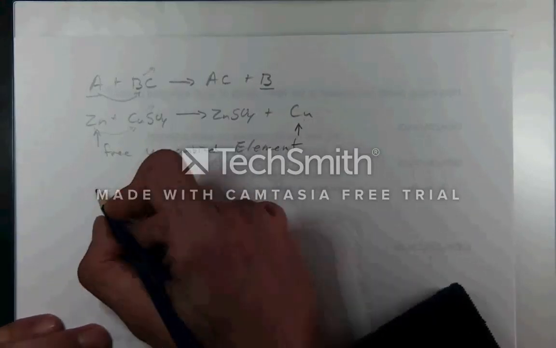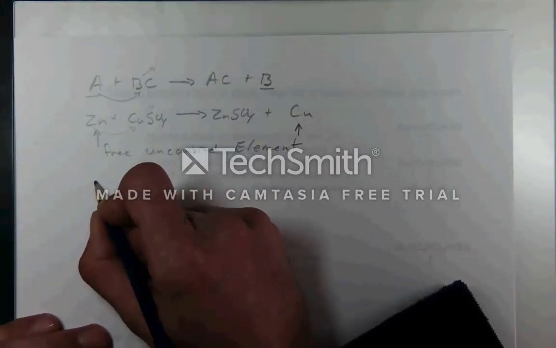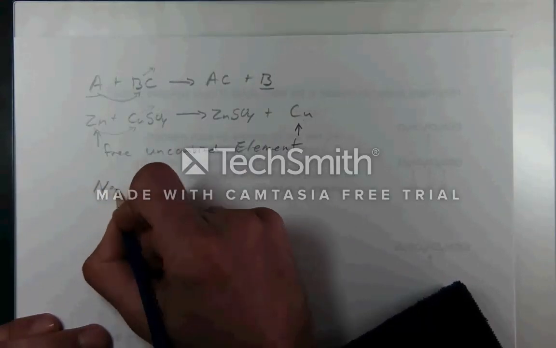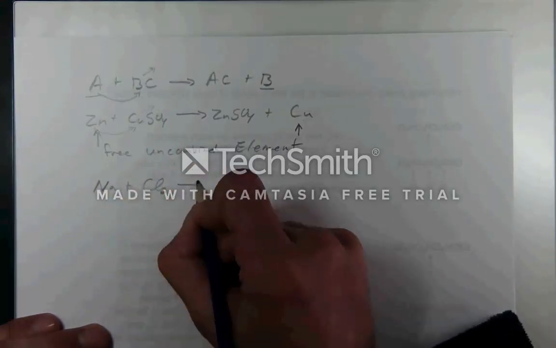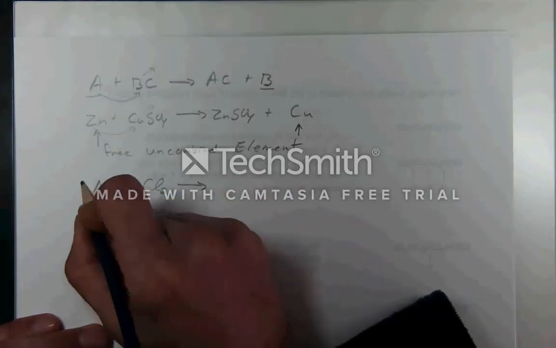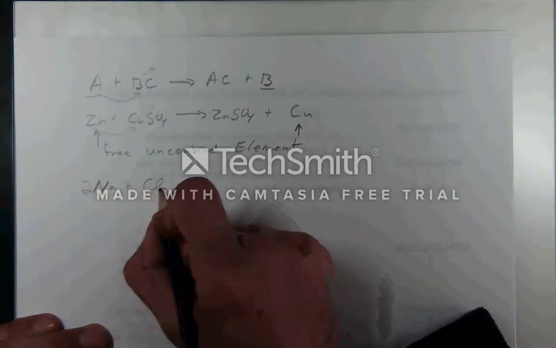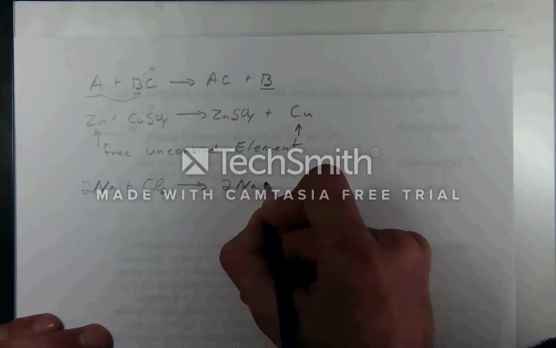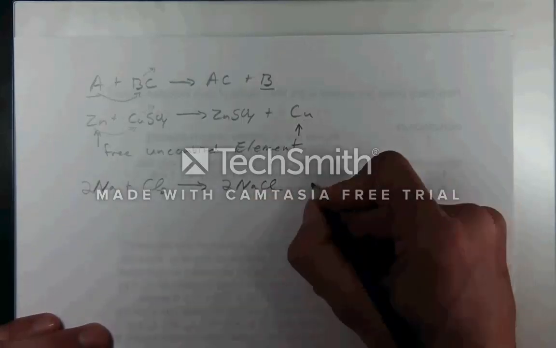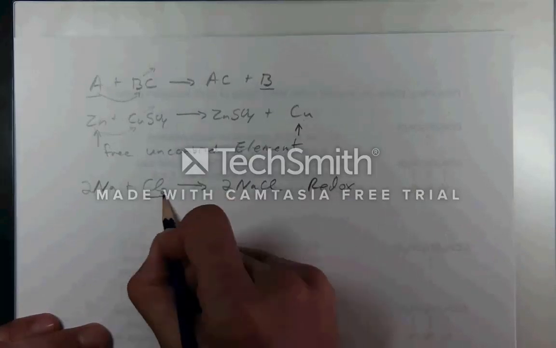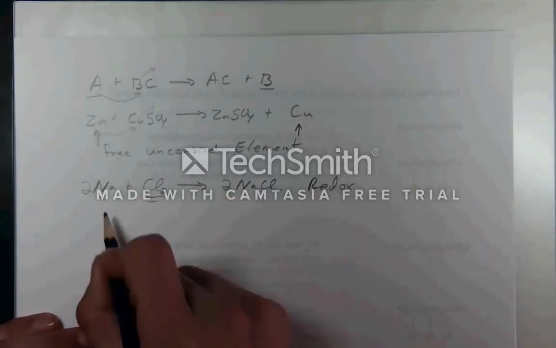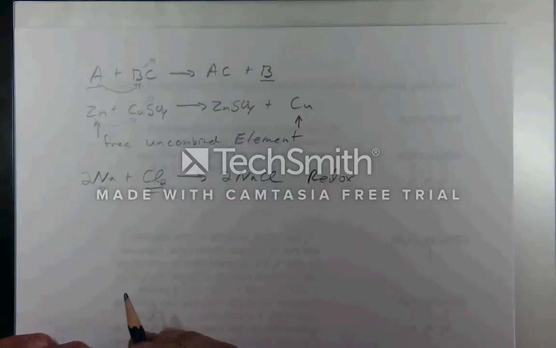For combination and decomposition, we can have a combination reaction like I just showed you, although I didn't call it that. Sodium and chlorine come together to give us sodium chloride. This is redox. How do you know? There's a free uncombined element, actually two, both sodium and chlorine, free uncombined elements.